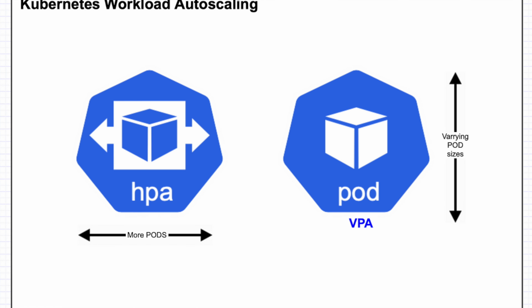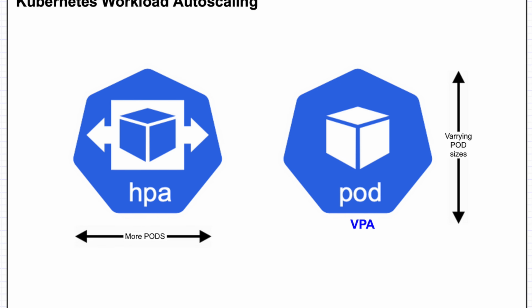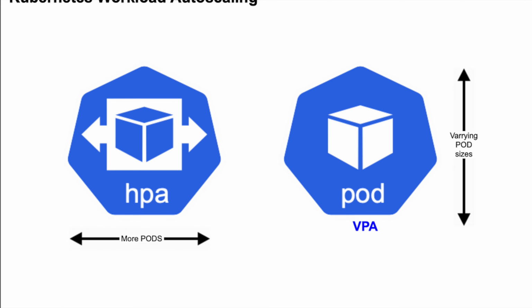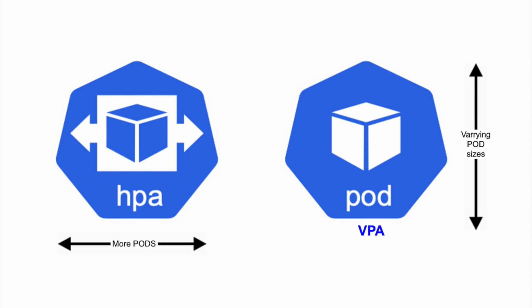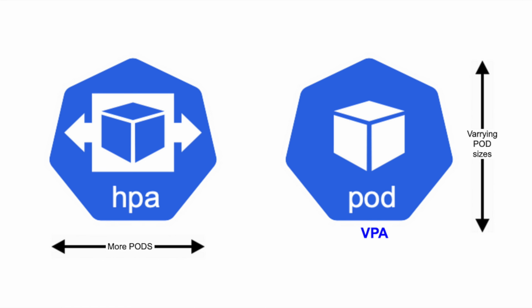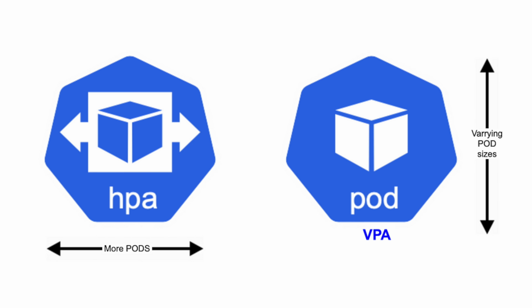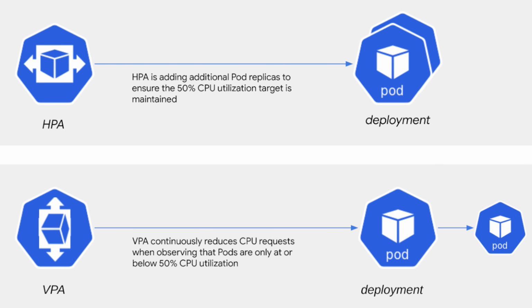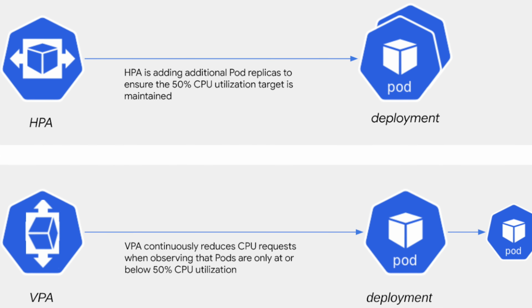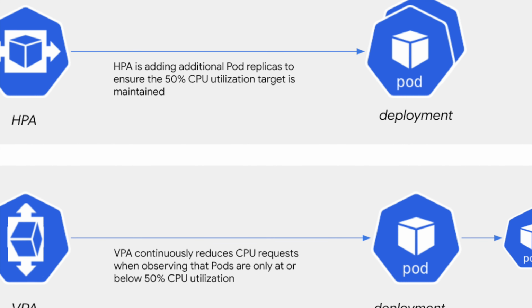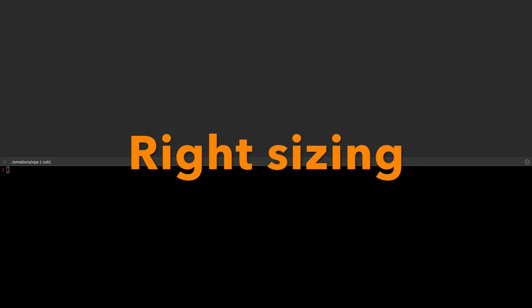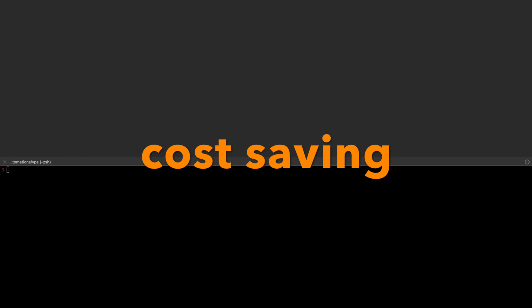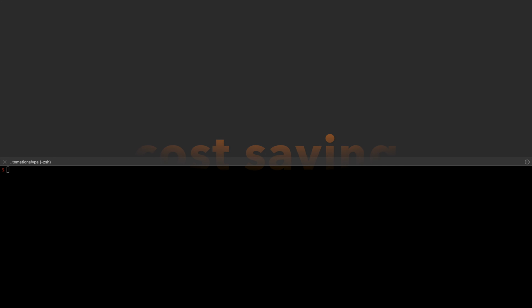Vertical Pod Autoscaler, often referred to as VPA, is a Kubernetes component that automatically adjusts the resource requests and limits, as in CPU and memory, of the running pods in a Kubernetes environment, or I should say Kubernetes cluster. Its goal is to ensure that applications are allocated just the right amount of resources, preventing both underutilization and overutilization, which by default is tricky in a Kubernetes environment.